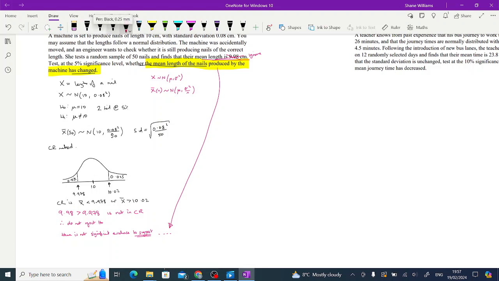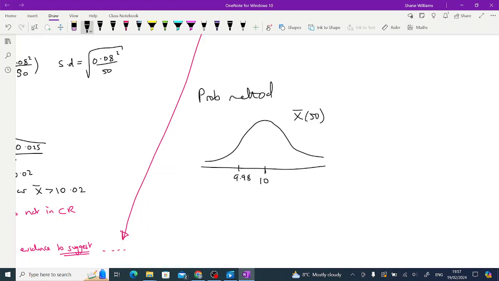The alternative way of doing it is the probability method. And I'm still going to draw a diagram of the curve to represent this method. So here is 10. I'm still dealing with all the same original bits. I'm still dealing with x bar 50. And effectively, when I'm doing the probability method, I'm trying to find where the 9.98, the result of my test, goes. So it's somewhere here. And what I want to know is whether the area up to that point is bigger or less than my significance level at that tail. So, because it's 2 tail, 5%, I'm comparing it to 2.5%.